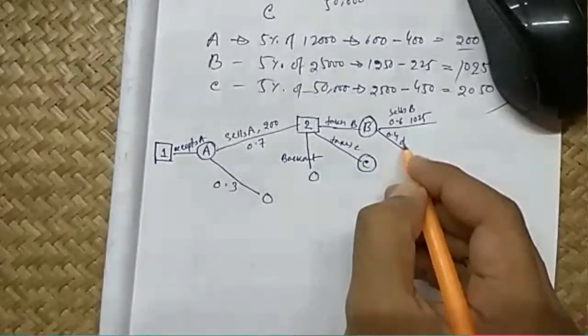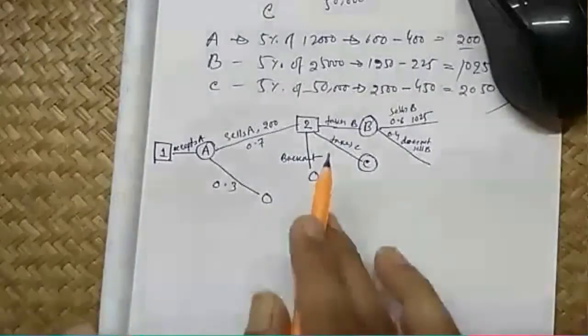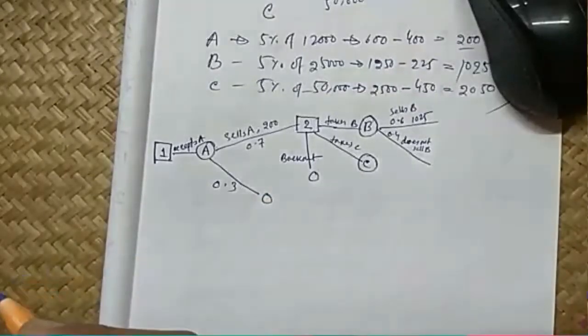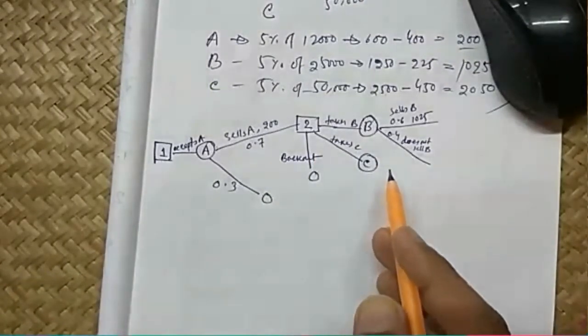Sir, in back out, shouldn't it be 200? 5% of A. No, if he backs out at 2, he'll receive 5% commission. We will take into account that 200 when we analyze. But in the decision tree, it does not get any profit for B and C. When you fold back, then you will understand we will take this 200 into account. Okay, sir.